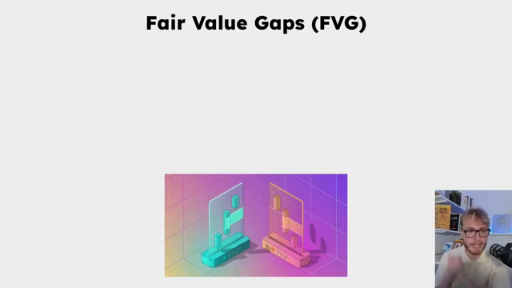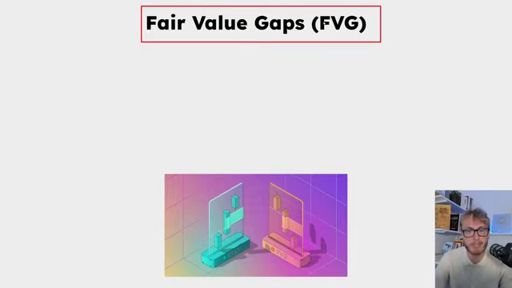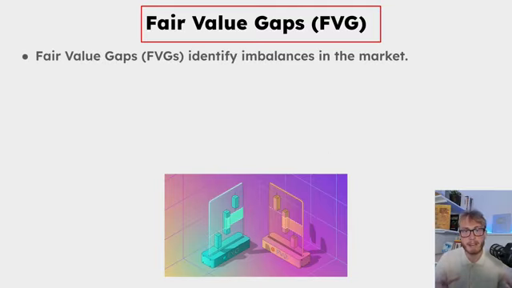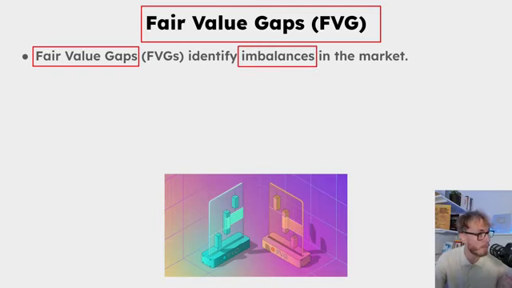Alright guys, so now it's finally time to take a look at fair value gaps, or for short, FVG. And what is a fair value gap? Well, fair value gaps, or FVGs, identify imbalances in the market. So this is pretty similar to supply and demand. Remember, the supply and demand area is an area where we have an imbalance between supply and demand. And in simple terms, this is actually also true for fair value gaps.